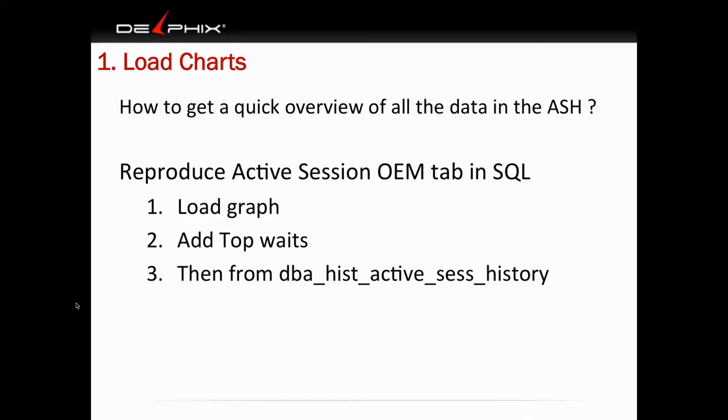There's a lot of data in ASH. What I really want is some way to scan across the data quickly and say this is where the performance problem was. How do we do that? I do that by creating a load chart. What's the load on the database over time? It's just like Enterprise Manager.